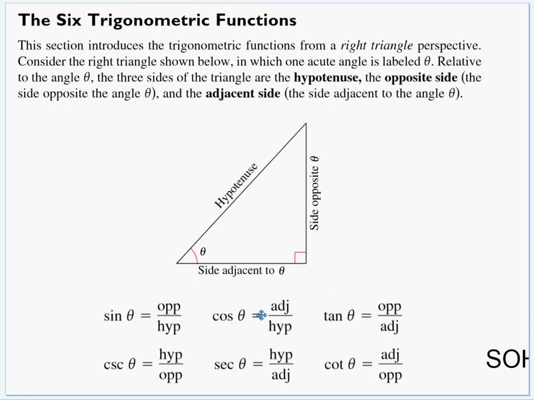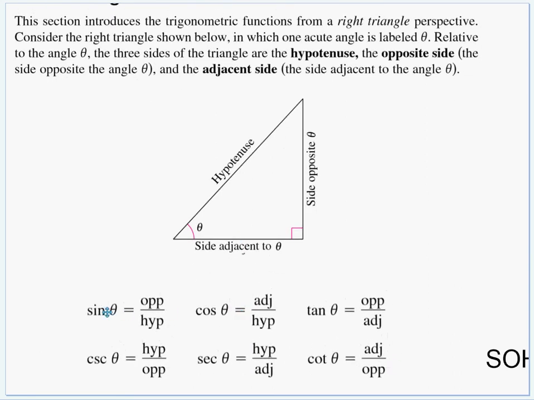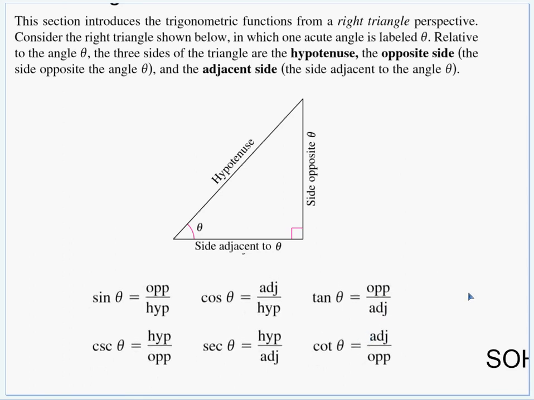And down below, we have our trig ratios. Sine of an angle is the opposite side over the hypotenuse. Cos of theta is the adjacent over the hypotenuse. Tan of theta is the opposite side over the adjacent side.